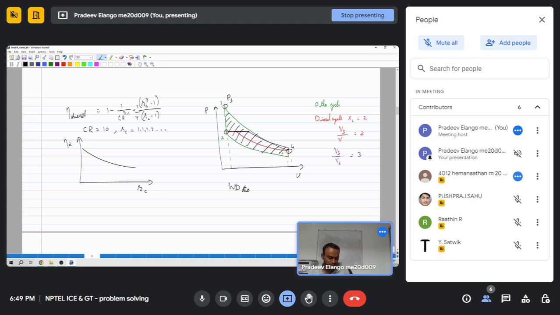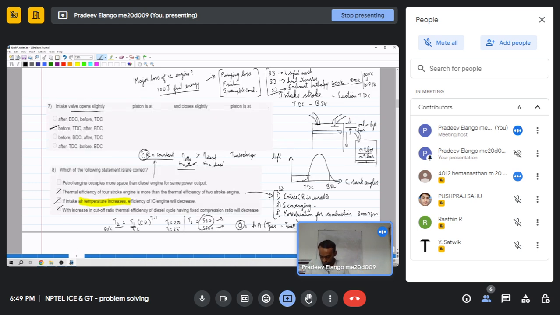Higher cutoff ratio means I keep burning along the stroke. If the cutoff ratio is very low, that means I burned most of the fuel within this small region itself. So that is the significance of the cutoff ratio. As I increase the cutoff ratio, I am delaying the combustion, and because of this I lose expansion. So that is why with an increase in cutoff ratio, the thermal efficiency of a diesel engine having a fixed compression ratio will decrease.